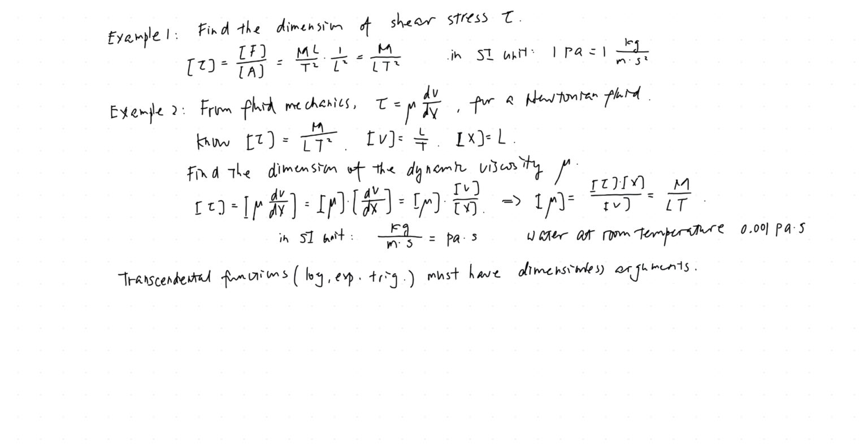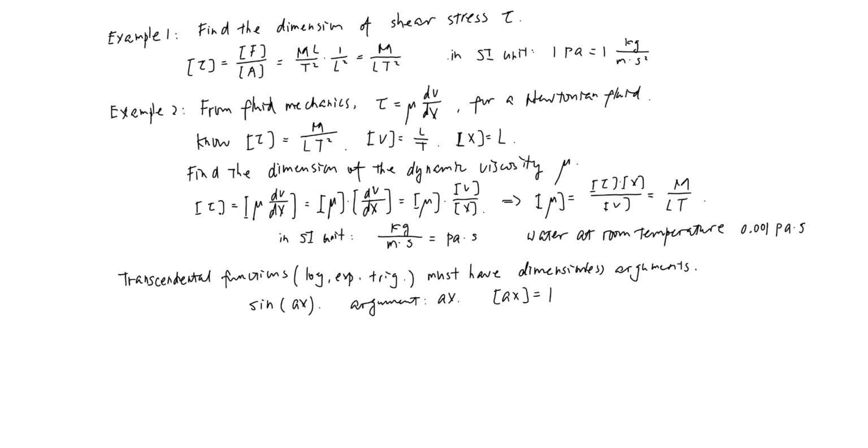For example, if you are saying sine of ax, now the argument is ax. If you take the dimension of ax, it must be 1. That means it must be dimensionless.